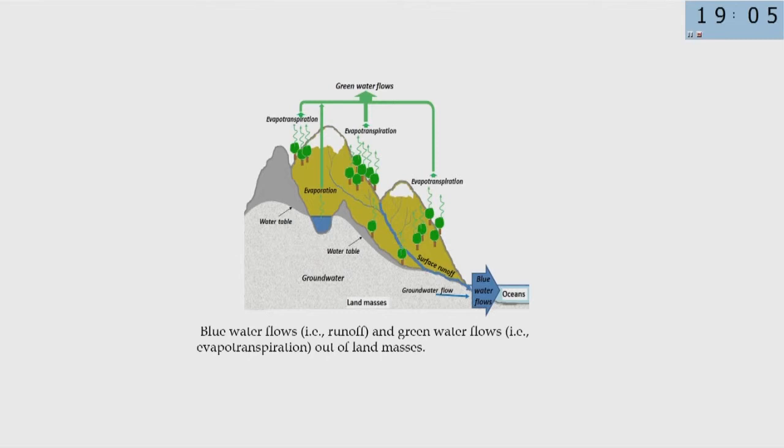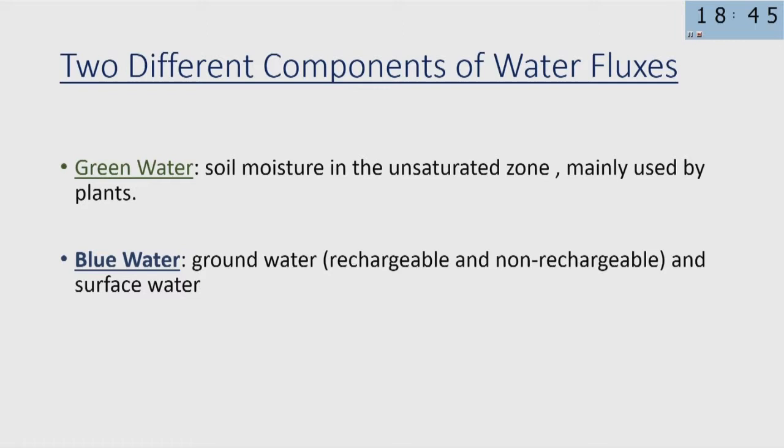Okay. This is just to provide some terms of reference. I will be distinguishing between two kinds of water, which is very common. Most people are familiar with that. One is blue water flows, and the other is green water flows. Green water is the soil moisture in the unsaturated zone mainly, and it is used by plants. Blue water is groundwater, rechargeable and non-rechargeable aquifers, and also surface water. Again, it is used by the plants when you do irrigation of land.